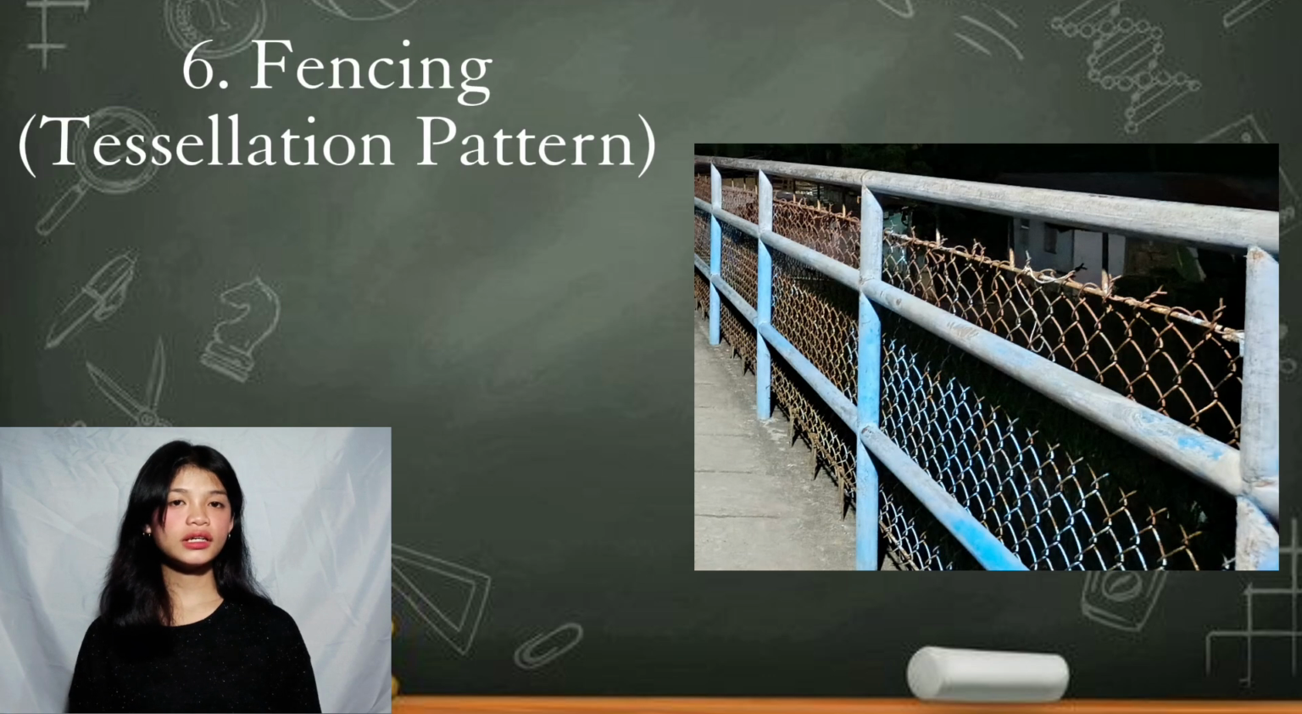Next, fencing is an example of tessellation. Tessellation is a repeating pattern of shapes that fit perfectly together without gaps or overlaps. Fences, especially those with interlocking designs, are a great example of tessellation in everyday life.